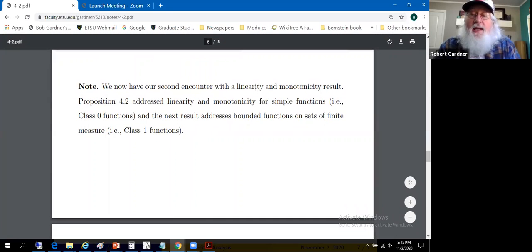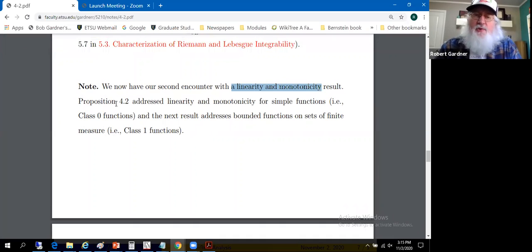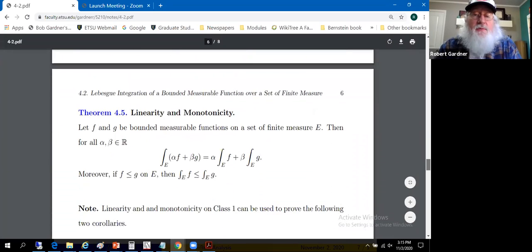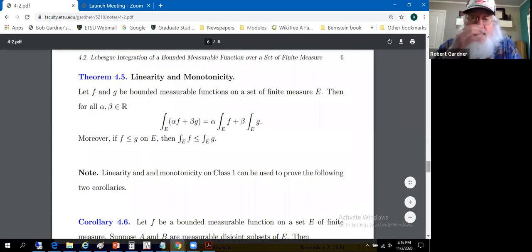All right, linearity and monotonicity. Let's do linearity and monotonicity for class 1 functions. Proposition 4.2 was linearity and monotonicity for simple functions, class 0 functions. Okay, well, let's prove it for class 1 functions. Linearity and monotonicity says virtually the same thing, except for the setting. You're going to see linearity and monotonicity 2 more times after this because we've got 2 more classes of functions to go.